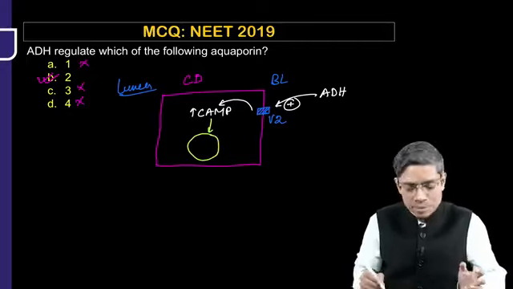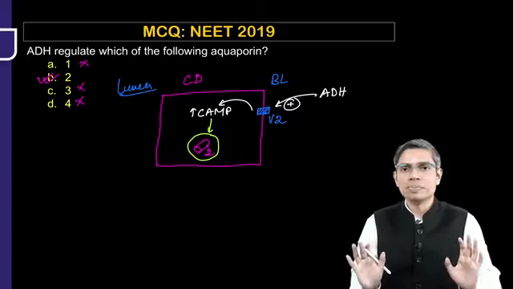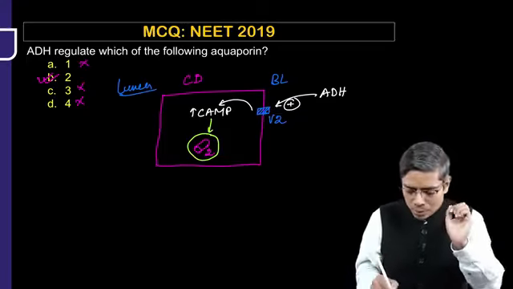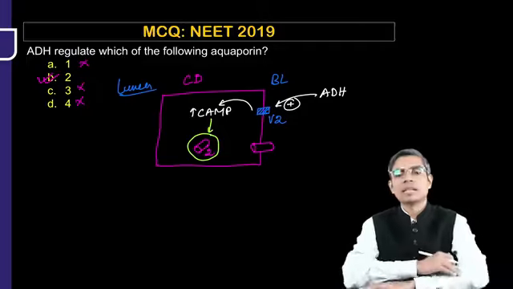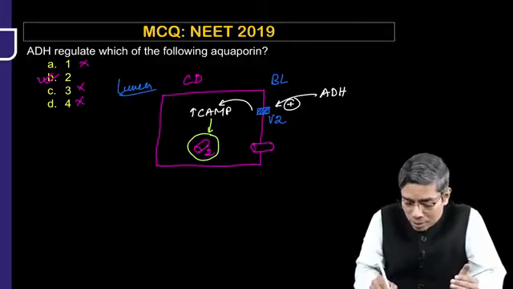What is the importance of this vesicle? The vesicle contains one typical aquaporin, and this is aquaporin 2. Other aquaporins, like for example aquaporin 1, 3, 4, all of them are normally present on the cell membrane. They are not present inside the vesicles. They are always present on the cell membrane.